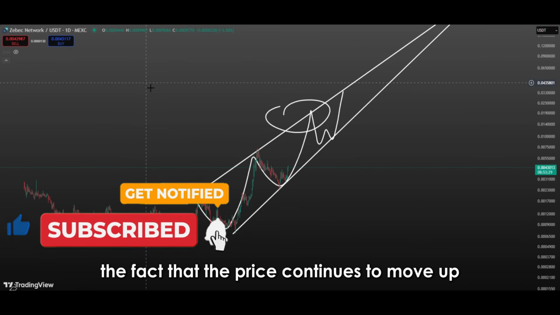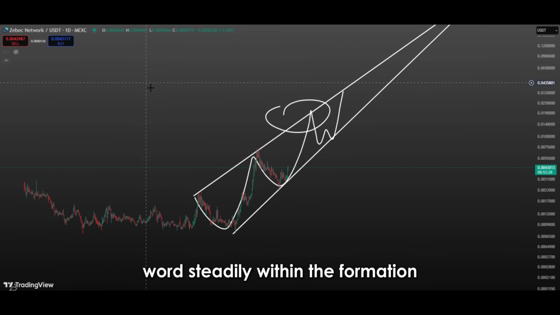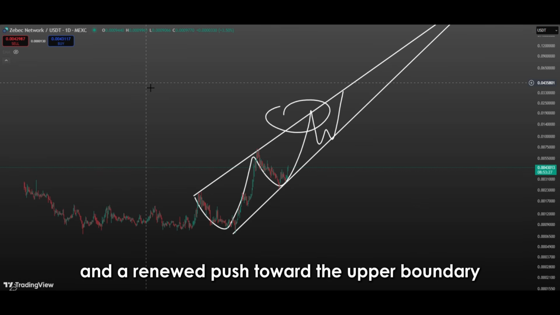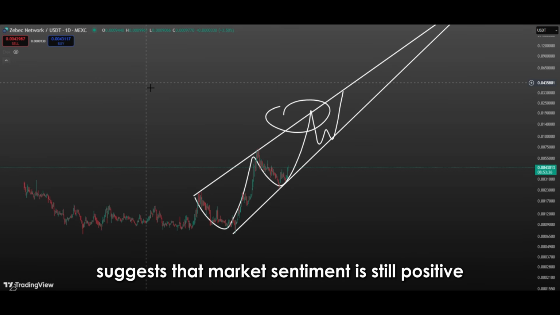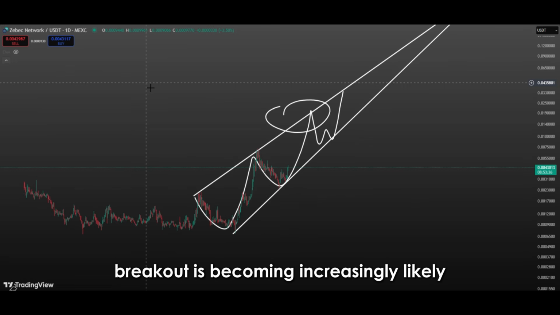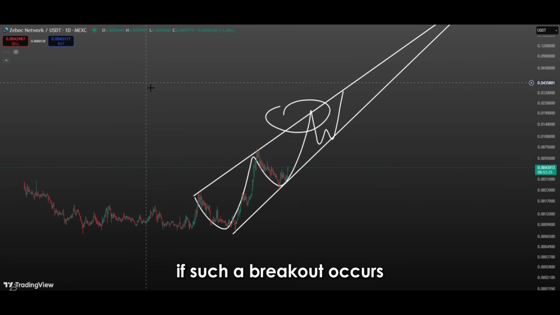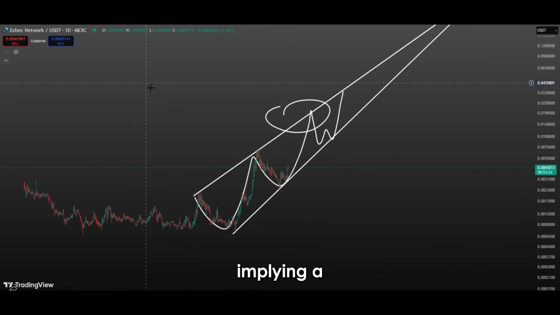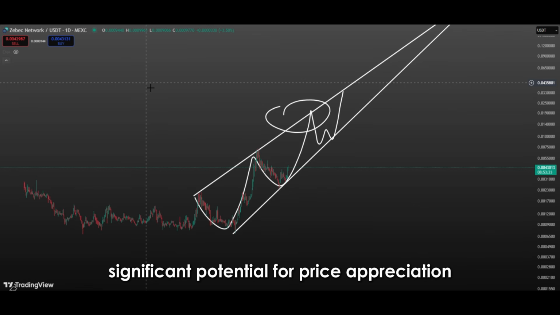However, the fact that the price continues to move upward steadily within the formation, especially after a strong bounce from the most recent low and a renewed push toward the upper boundary, suggests that market sentiment is still positive and that a bullish breakout is becoming increasingly likely. If such a breakout occurs, technical analysis dictates that the target price levels are measured by projecting the wedge's height upward, implying a significant potential for price appreciation.